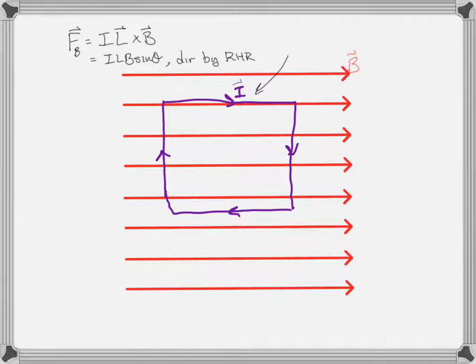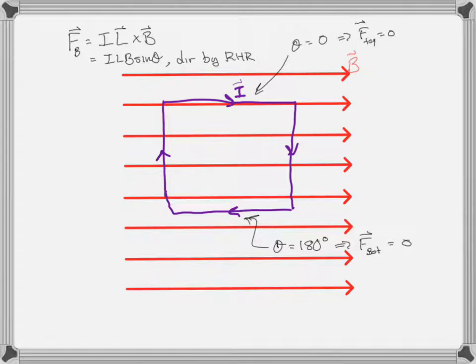In this case, for the top, since the angle between I and B is 0, therefore F on the top is equal to 0. We can make the same argument on the bottom. Actually, being careful, theta is 180 degrees between the current and the magnetic field. Therefore, still, the F on the bottom is equal to 0. These are vectors. Because sine of 180 is equal to sine 0, which is equal to 0.